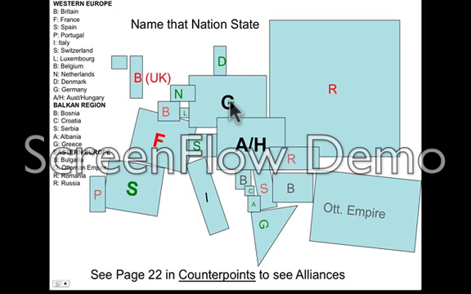Here you can see Germany and one big country off to its side, Russia, and then of course below it is Austria-Hungary. When we get down into the Balkan region, you can see that there's Bosnia and Croatia, Albania, and then Serbia. And then over here we've got Bulgaria and Romania, okay?